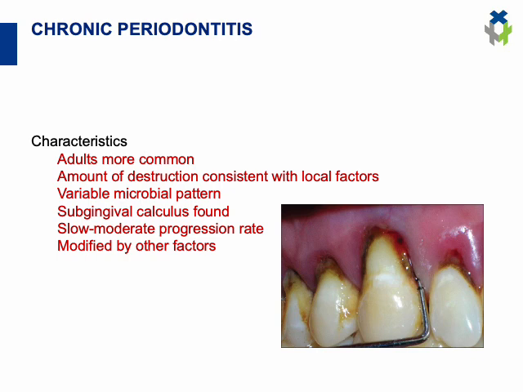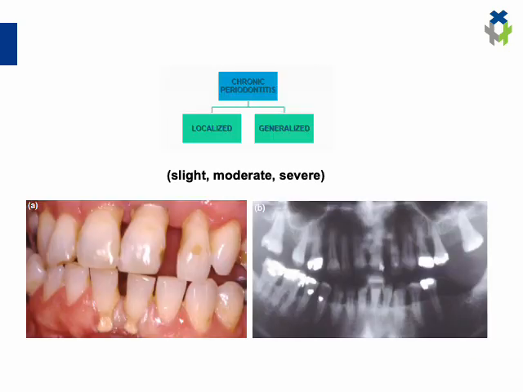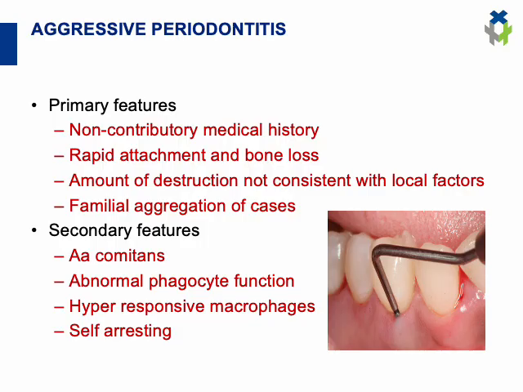Chronic periodontitis characteristics. Adults are more commonly affected. Amount of destruction consistent with local factors. Variable microbial pattern. Subgingival calculus is found. Slow to moderate progression rate and modified by other factors. Further divided into localized and generalized, and also under slight, moderate, and severe categories.